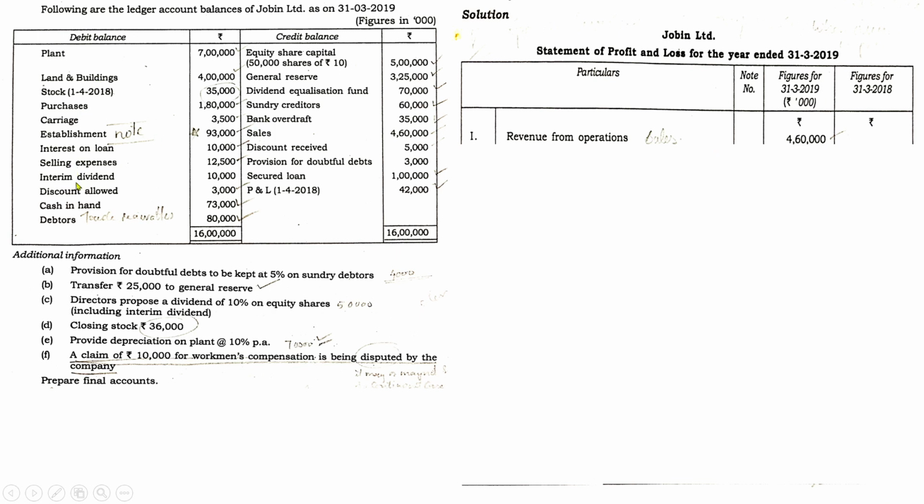Make sure whether there are any other incomes apart from sales. If you go through each of these items, you can see that discount received is a sort of income, so it can be included under the head other income. So other income 5,000. There are no other items that can be included under the income side, so let us take the total of incomes or revenue. We can say 4,65,000. Now we can go for the expenses head.